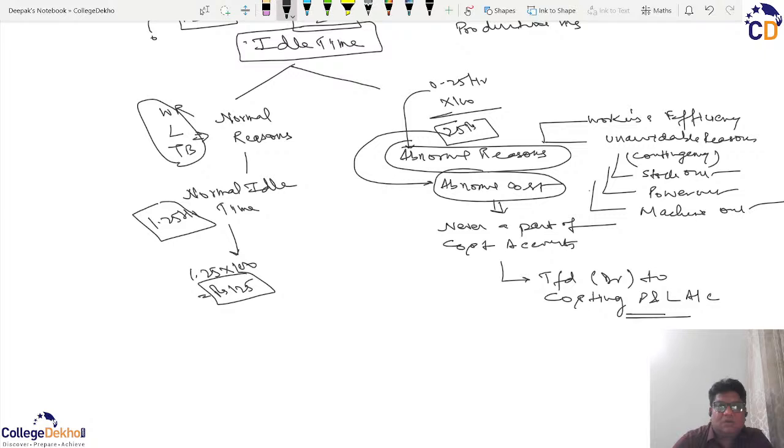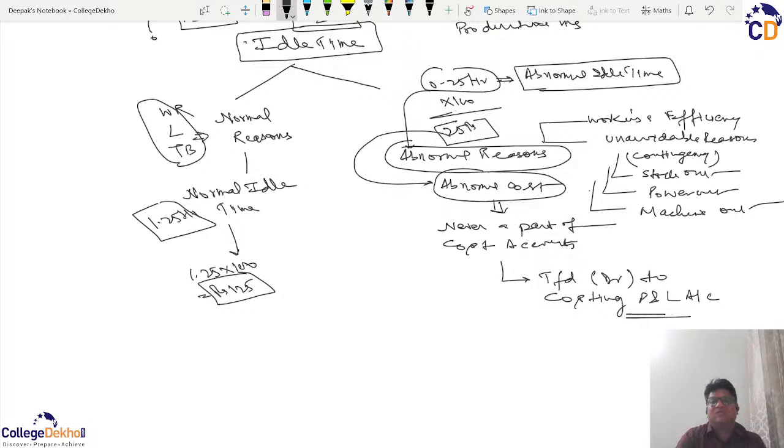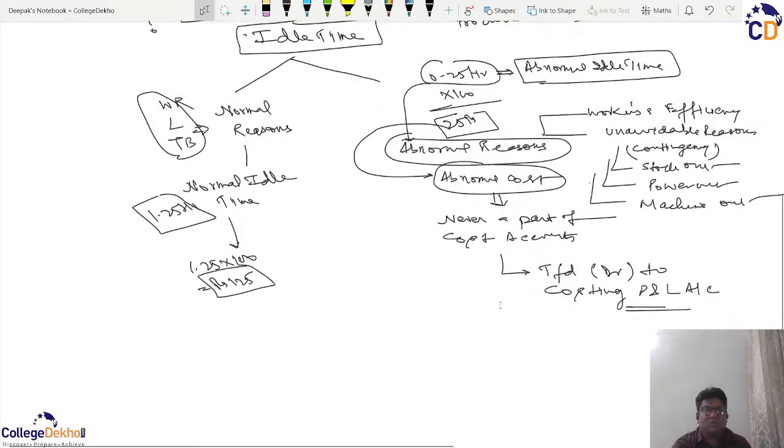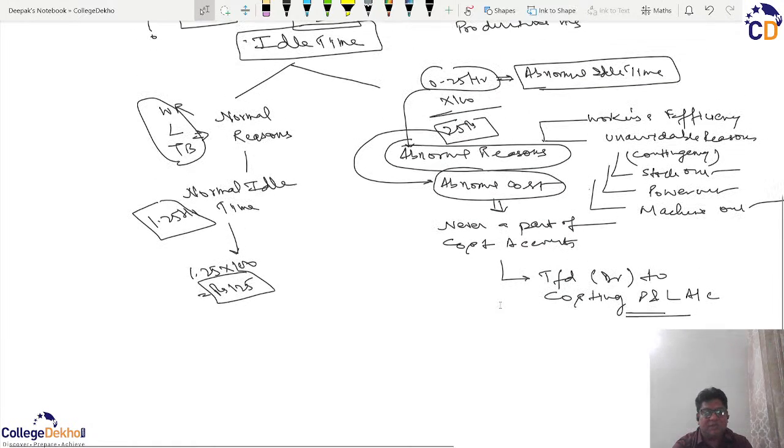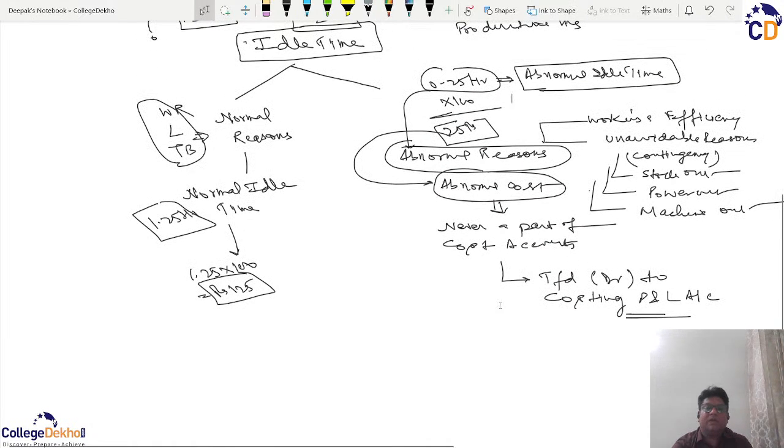So this 0.25 hours, 15 minutes, is known as abnormal idle time, and that has been transferred to the costing profit and loss account. It means these 25 rupees will be used to reconcile the profit as per cost accounts with the financial accounts, and that topic will be taken up in future sessions to come.